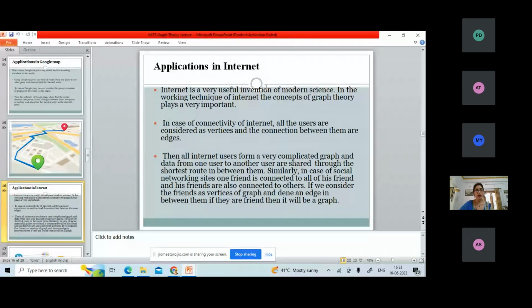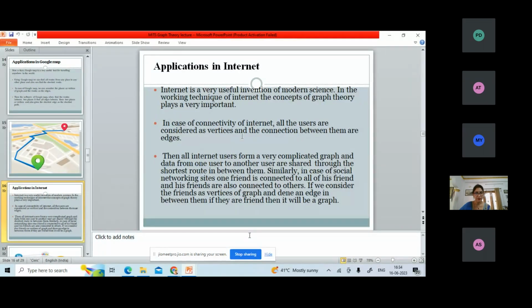Applications in internet. Nowadays the internet is very important and vital in modern sciences, and in the working techniques of the internet, the concept of graph theory plays a very important role. In connectivity of the internet, all the users are considered as vertices, and the connection between two destinations is an edge. Then all internet users form a very complicated graph, and data from one user to another user are shared through the shortest route between them.